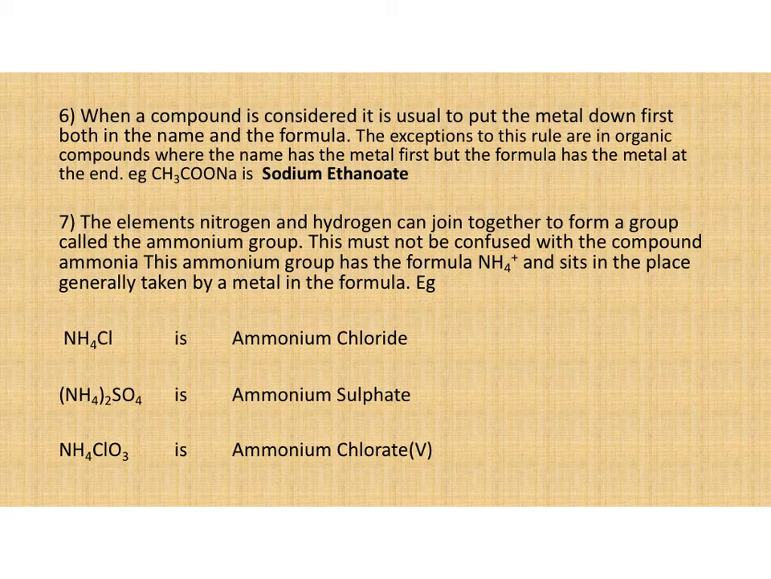We've already come across the ammonium ion, which is NH4+. So rather than a metal being in the compound, it can be NH4+ instead, and so we show it like so. So ammonium chloride is NH4Cl and so on, and you can see how we write the formulae for those. You just have to be very careful you don't confuse it with the compound ammonia.